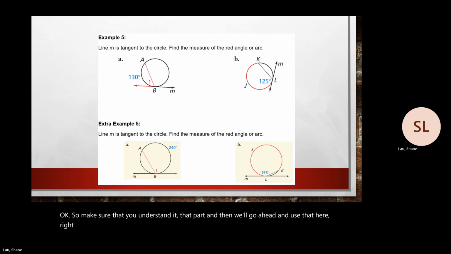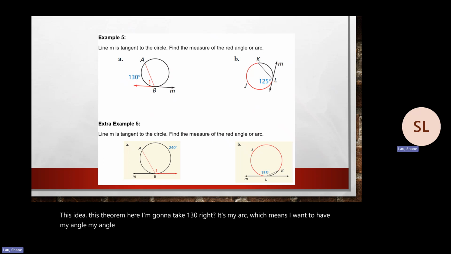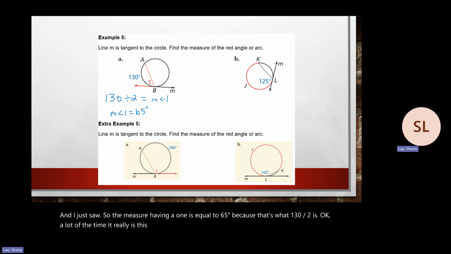Using this theorem here, I'm going to take 130. It's my arc, which means I want to find my angle. My angle is half the arc. So 130 divided by 2 equals the measurement of angle 1. So the measurement of angle 1 is equal to 65 degrees, because that's what 130 divided by 2 is. A lot of the time, it really is this easy, especially for these kinds of theorems. A lot of it is easy, just making sure you know what to plug in and where.